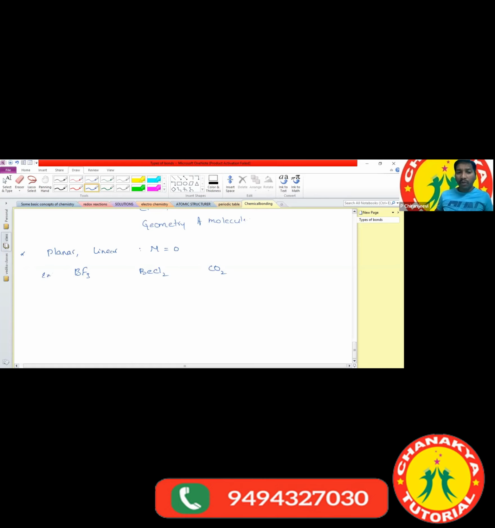In BF3, what is the hybridization of boron? Any one of you, do you have any idea? What is the hybridization of the boron?